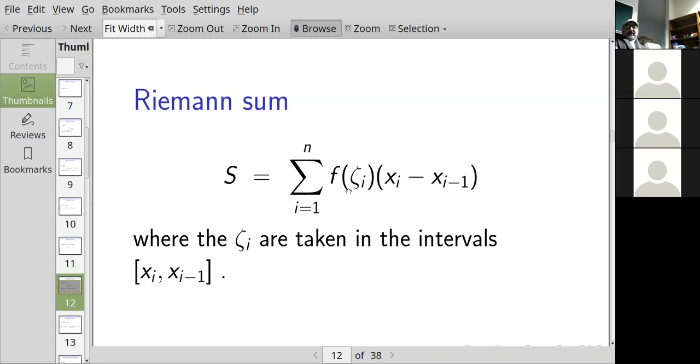And f of zeta i then is the height of the rectangle. So you pick a point where you evaluate the function, and whatever the function value is, you make that the height of the ith rectangle. If you ignore the sum for a minute, you just look at f of zeta i times delta i. f of zeta i is taken as the height of the ith rectangle, and delta i is the width of the ith rectangle. And then you have n rectangles.